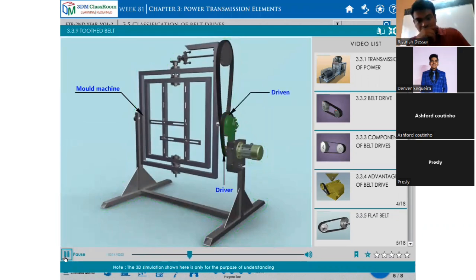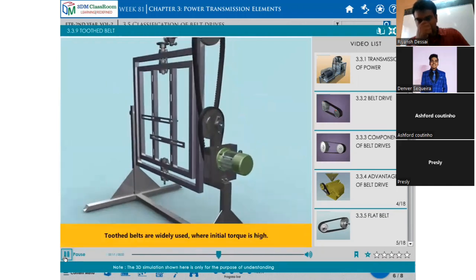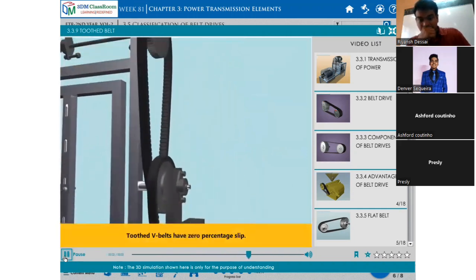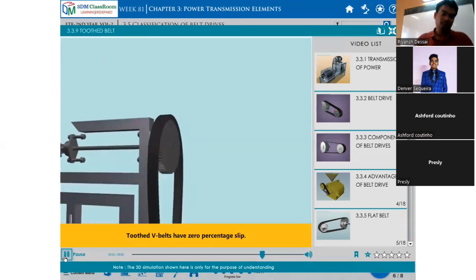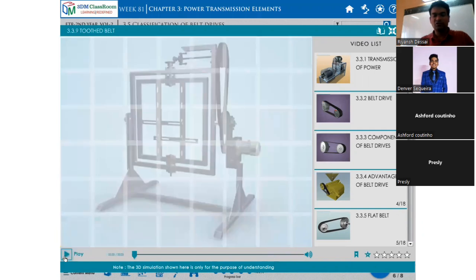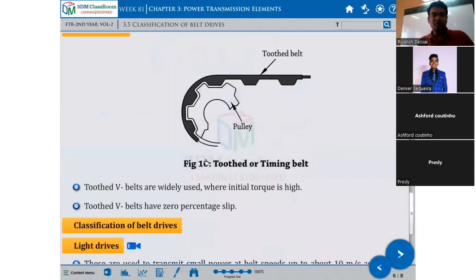Driver, student, motor. Tooth belts are widely used where initial torque is high. The pulley is also similar, it has teeth. So the teeth coincide and then the power gets transferred. Tooth belts have 0% slip, so here you can avoid slippage also. Tooth belts are widely used where initial torque is high, initial speed is very high, and they have 0% slip.